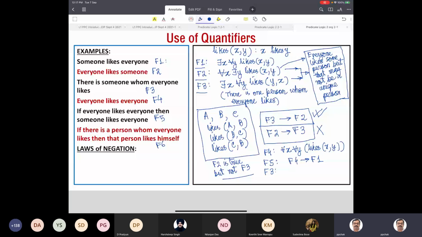So let us rewrite it. How do I write this? What is F3? There exists X for all Y likes YX implies likes X, comma X. Got it? Everybody is clear now? Sorry, this is F6.